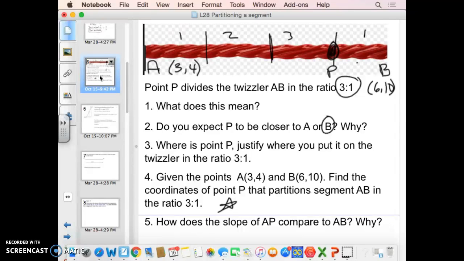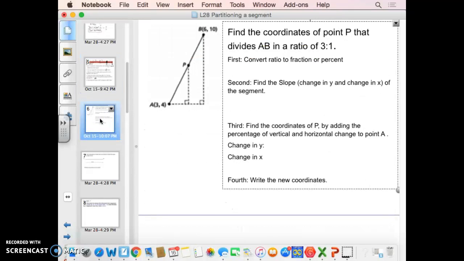Right. And then what about the slope of AP compared to AB? Well, it doesn't matter if you're finding the slope from this distance or the whole distance of a line. Anywhere on the same line is going to have the same slope. So whatever the slope is from A to B, it will be the same slope for any point on that line. So having said that, let's go ahead and see if we can figure this out. Here we've got a more accurate drawing of point A and point B with the slope indicated.